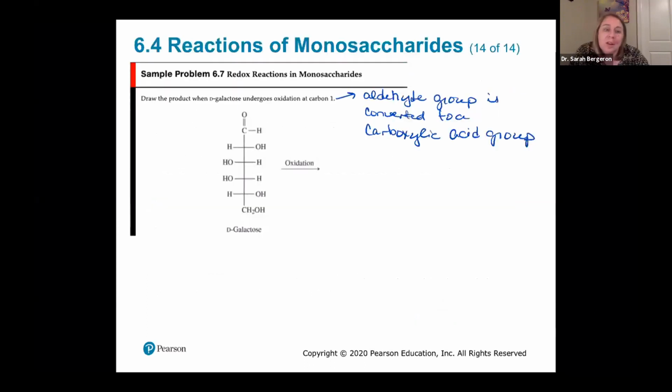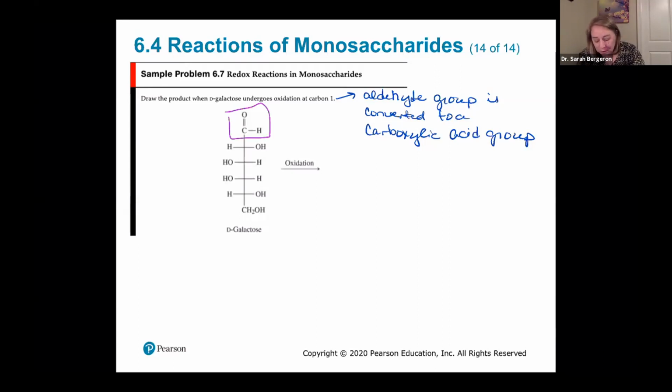All right, so our example: draw the product when D-galactose undergoes oxidation at carbon 1. Remember in this example, if it's undergoing oxidation at carbon 1, what's happening? Our aldehyde group, here's our aldehyde group, is going to get converted into a carboxylic acid. So how's that going to work?